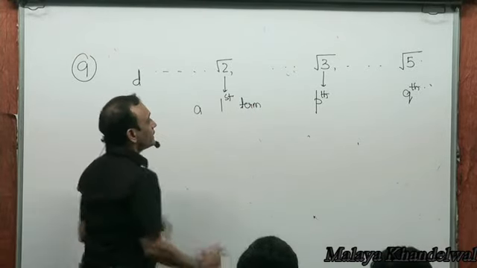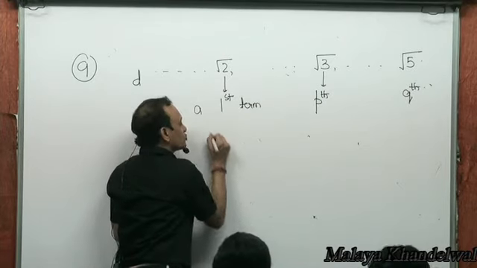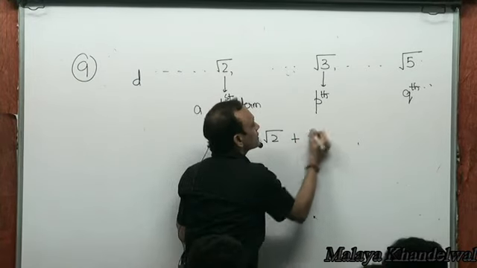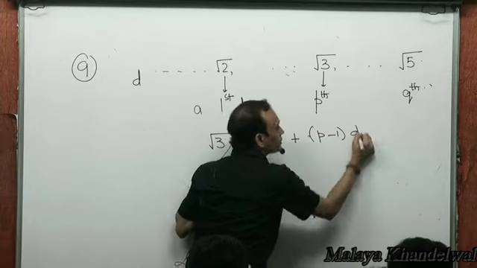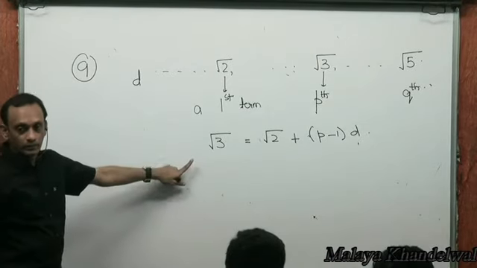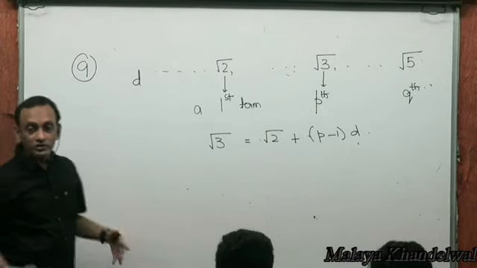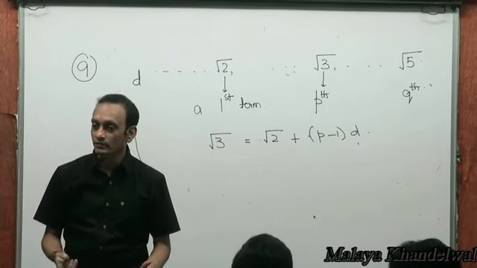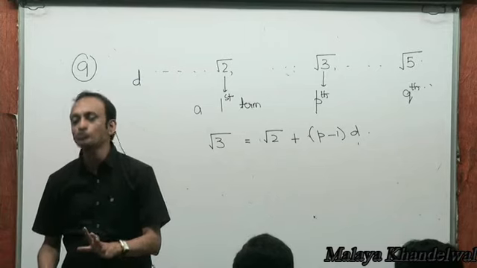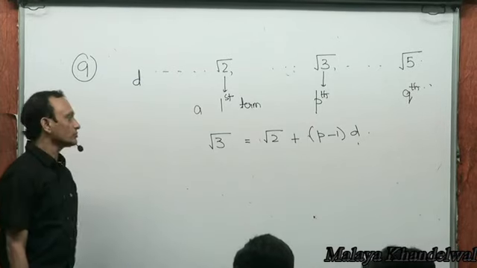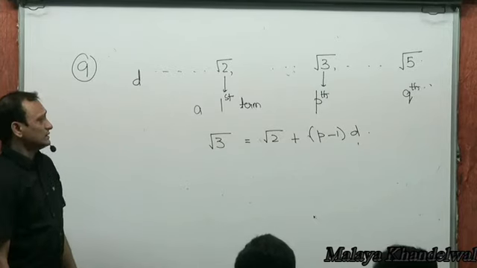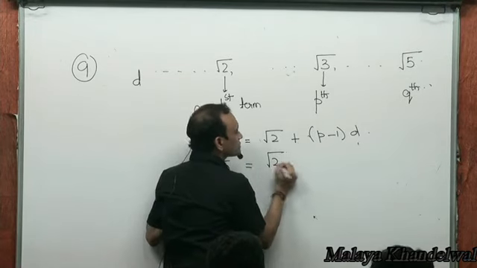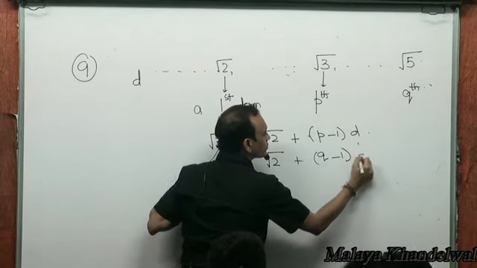Okay. Now, if this be the case, then the pth term is root 3, which would be first term, which is root 2, plus p minus 1 into d. Yes or no? Obviously, pth term has to be a whole number. Yes, means here it will not be a whole number. It has to be a whole number. It might turn out out of contradiction. Let's see in any case. The qth term, root 5, is a plus q minus 1 into d. Yes or no?